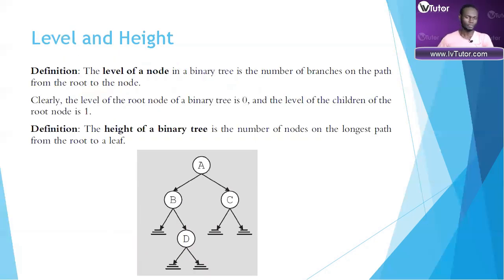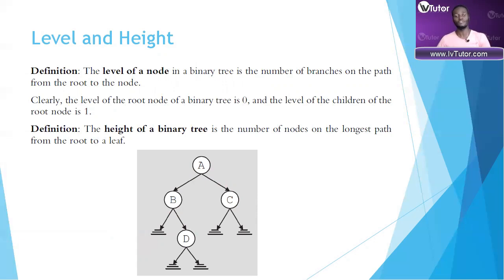Whenever you're given a binary tree, some of the basic things you need to know is the level of a node. The level of a node is the number of branches in the path from the root node, which means the level of A is 0, the level of C is 1. So you're just counting the branches, which means the level of D is 2. So 2, 1, 0. That's the level of a node.